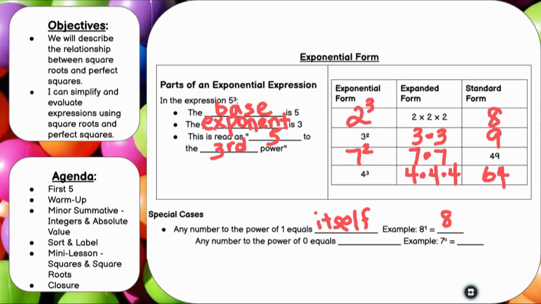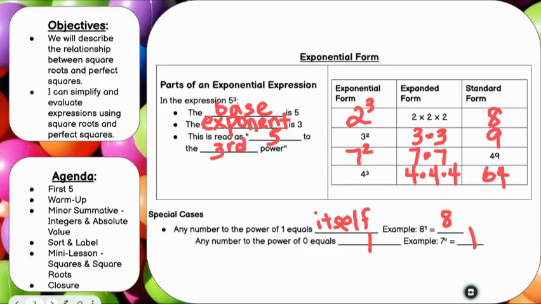Now the other is any number to the power of 0 always equals 1. So 7 to the 0 power, 1. 70 to the 0 power, 1. Those are the two exceptions when working with exponents.